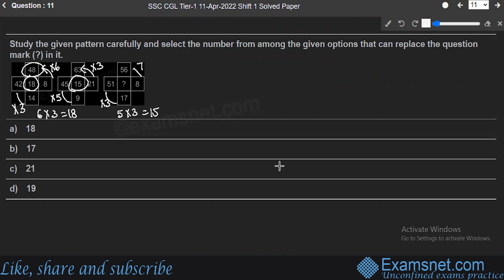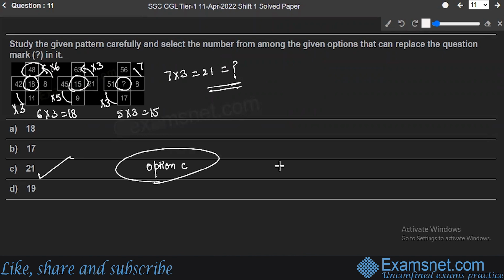Similarly, 8 multiplied by 7 will give you 56. Therefore, 7 multiplied by 3 will give you 21. So this question mark will have 21 number. So this option C is the correct answer for this one question. Hope you are clear with this question.